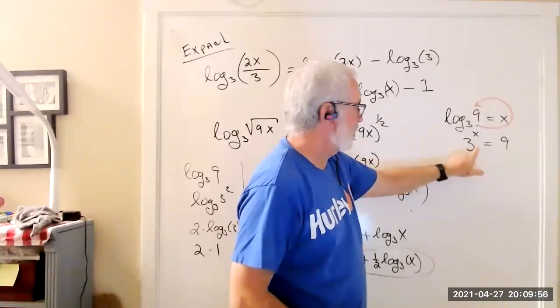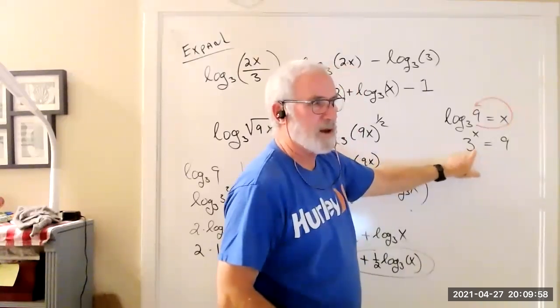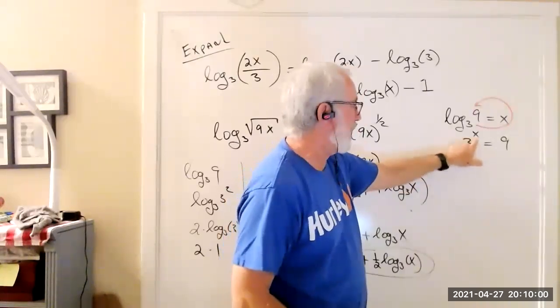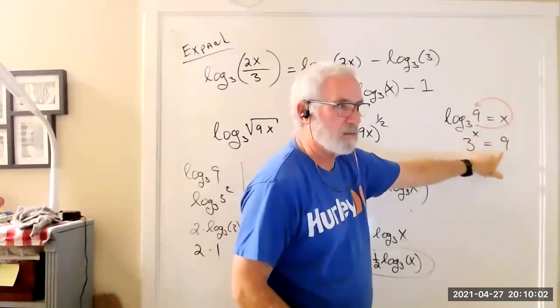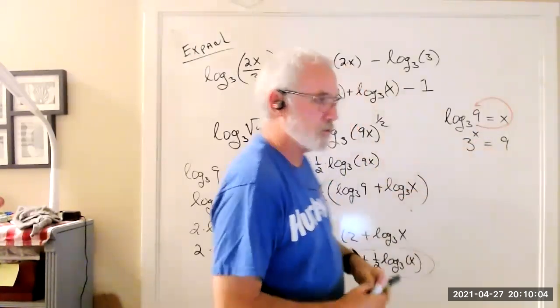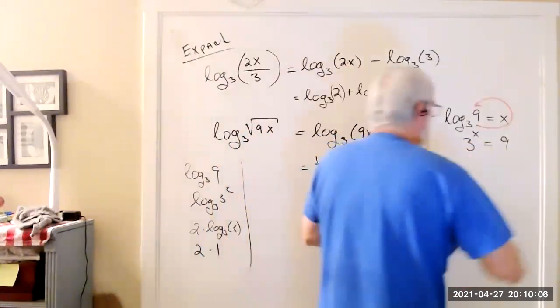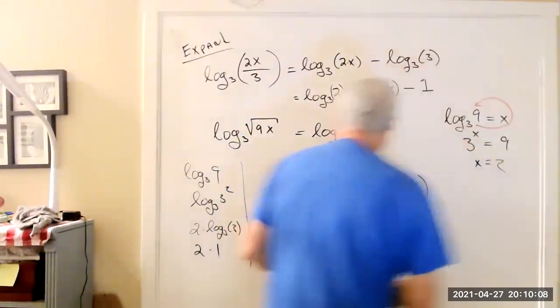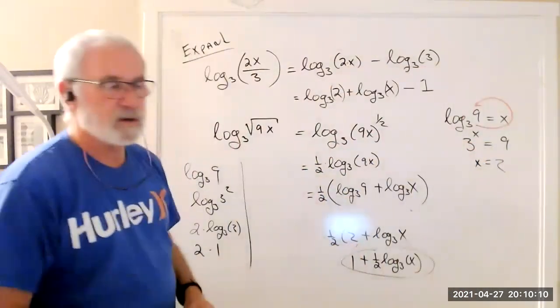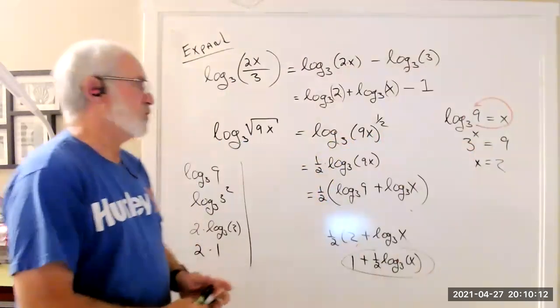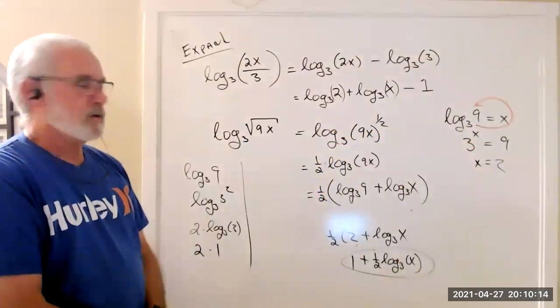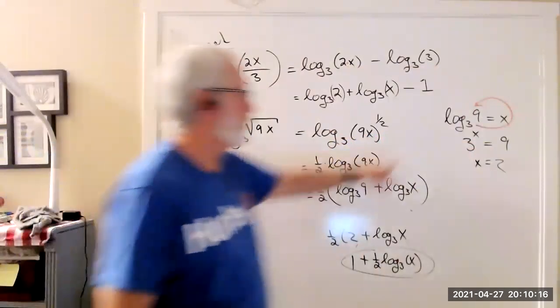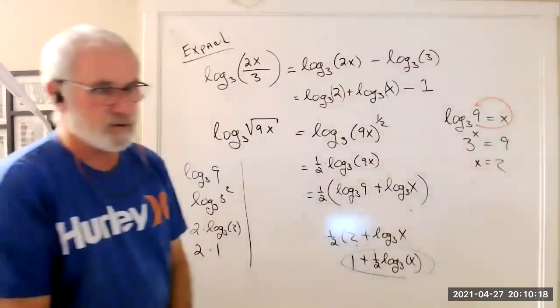Well, now, wait a minute. Use your common sense. Use your math knowledge. 3 to what power equals 9? 2. So you get the same answer, X equals 2. Okay, 3 different ways. You could have used your calculator, but you could have also used some of your knowledge of logarithms.